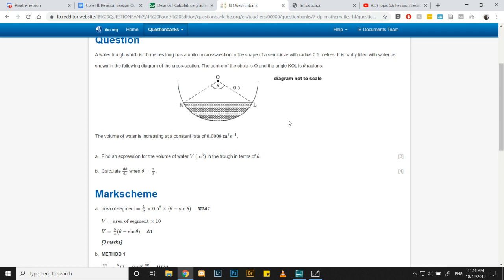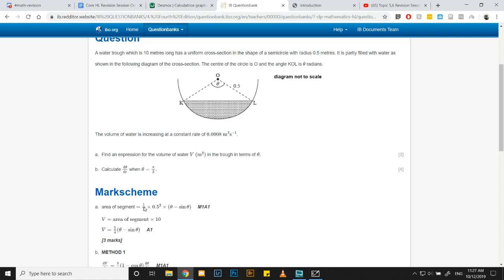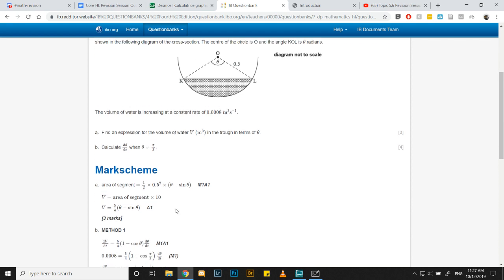So it's 10 meters long and the shape of a semicircle with radius 0.5. Find an expression for the volume of water in the trough in terms of theta. So they'll find the area of the segment, which is 1 over 2 times 0.5 squared times theta minus sine theta. Wait, what are they doing here? The area of this whole segment, theta minus sine theta. Why are they doing sine theta?